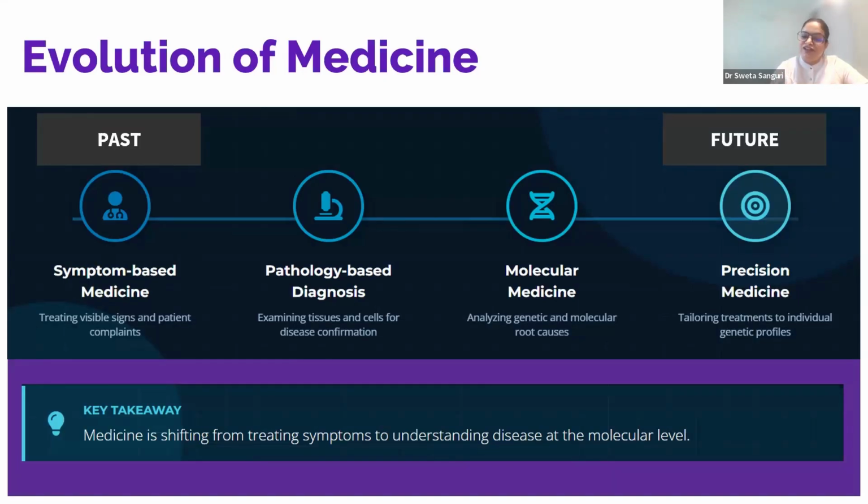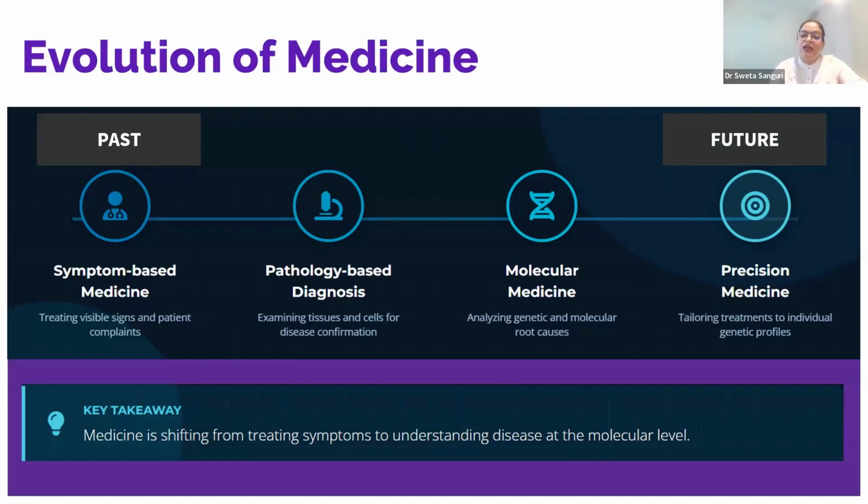But the scientists were still curious. They began asking deeper questions. What is actually happening inside the cell? Why do these cells behave abnormally? With the rise of molecular biology and genetics, we began to uncover these answers. Researchers discovered that many diseases begin with tiny changes in the DNA, which in turn cause changes in RNA and, of course, the protein, which will disrupt the normal cellular function.